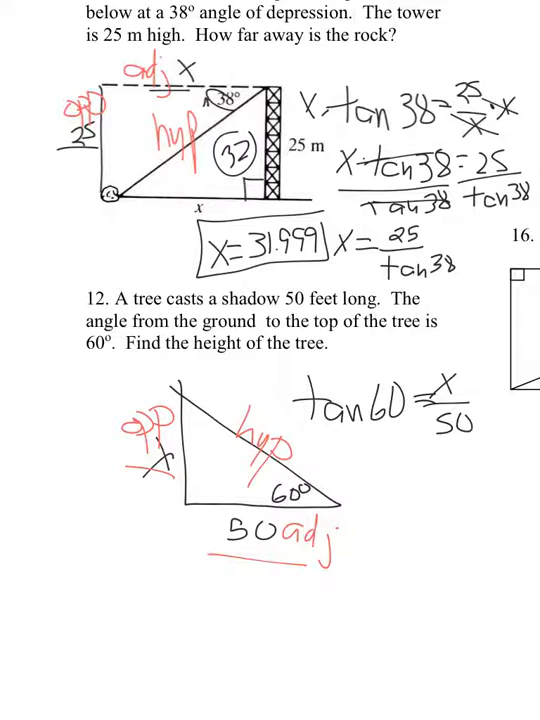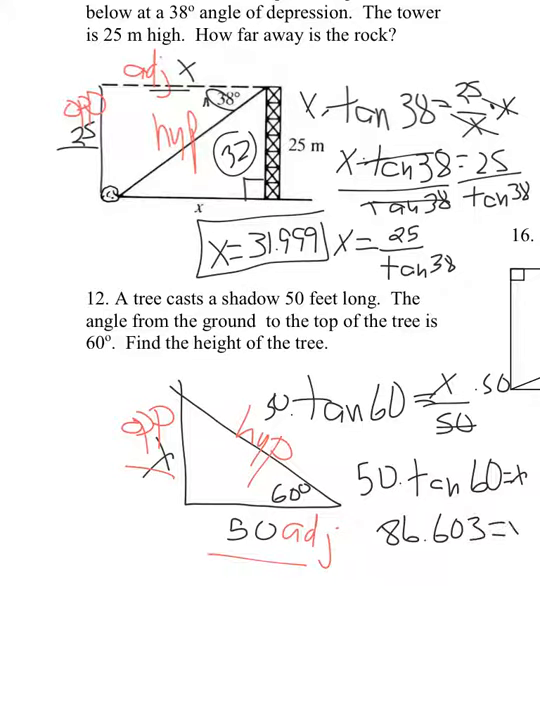You're going to multiply the 50 to both sides. And 50 times tangent 60 is 86.602. Well, 603 if you round it off. All right, and that's the height of the tree. Yeah, that's right.